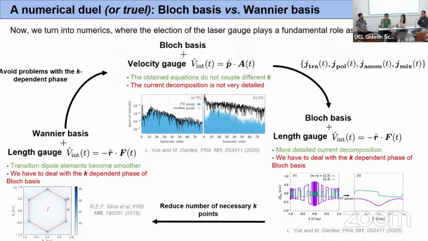And therefore, one can sort of avoid this problem. But still, we have the problem of the K-dependent phase, which might make us go to the block basis in the velocity gauge. Another way of avoiding the problem is to use combined methods as presented in this paper over here, where they basically combine density functional theory methods with semiconductor Bloch equations.